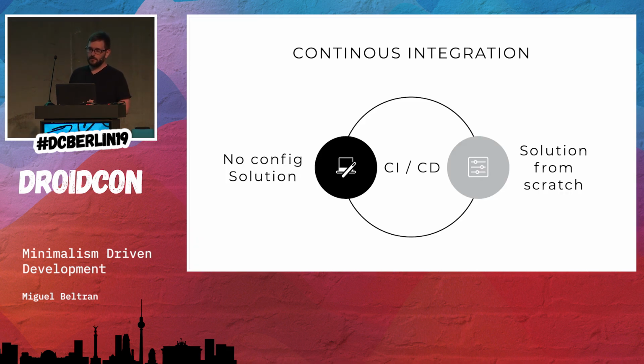Another example of this problem is deciding what to use for continuous integration. You can subscribe to an online solution, or you can build it by yourself. And when you pick an online solution, you also have services that pretty much do everything for you, and other ones that you have to write from scratch.